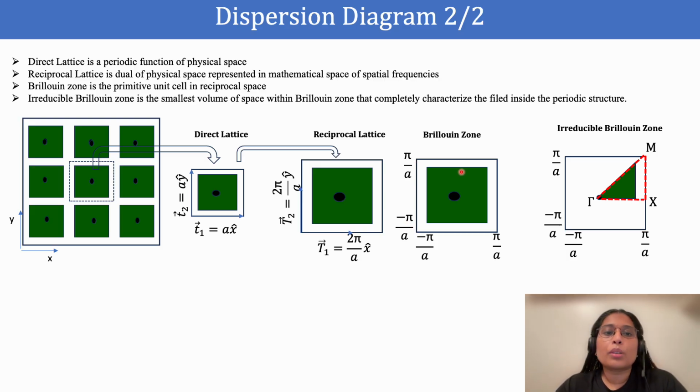The next step is we have to take the irreducible Brillouin zone. That means we have to take the smallest volume from this Brillouin zone, which can entirely represent the total structure. So this is the irreducible Brillouin zone for this square lattice, and its structure is represented by gamma, x and m. So in the next slide, I am going to explain how we are getting this irreducible Brillouin zone from the Brillouin zone, and why we are using gamma, x and m in our dispersion diagram.